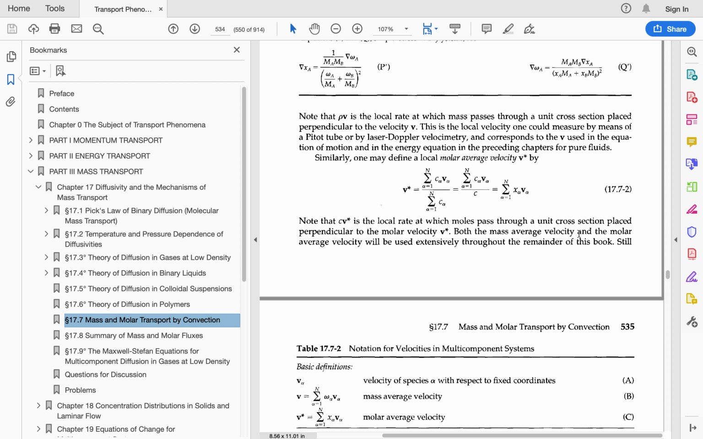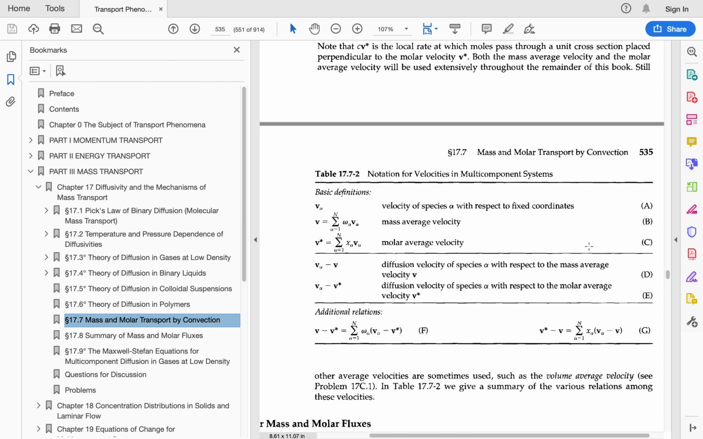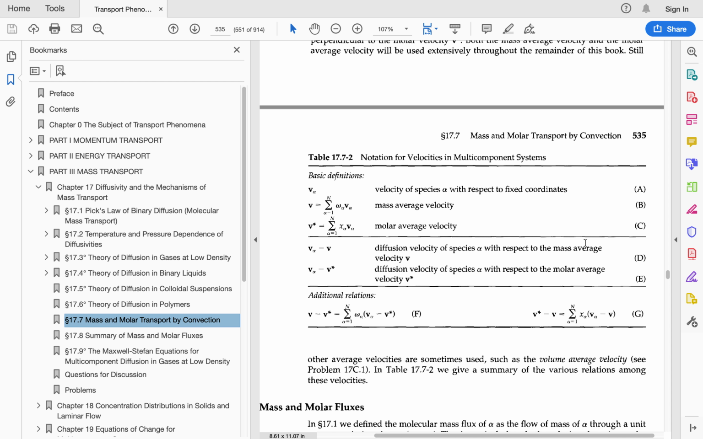Both the mass average velocity and the molar average velocity will be used extensively through the remainder of the book. For velocity in a multi-component system, we define some basic quantities. V alpha is the velocity of species A with respect to a fixed coordinate. V is the mass average velocity. V star is the molar average velocity.